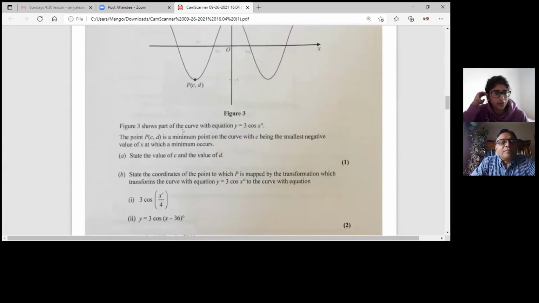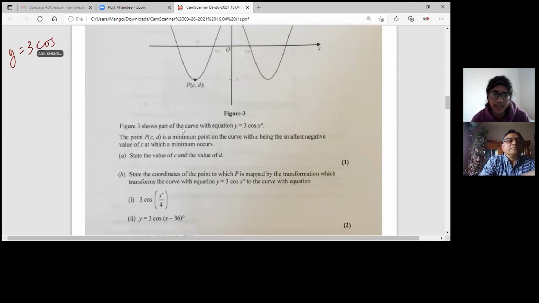So figure 3 shows part of the curve with the equation y equals 3 cos x. The point P, which is (C, D), is a minimum point on the curve, with C being the smallest negative value of x at which the minimum occurs. Part A, state the value of C and the value of D. So I said C is minus 180 and D is minus 3. So point P has x value minus 180 degrees and the amplitude being 3, so it is negative 3, right?